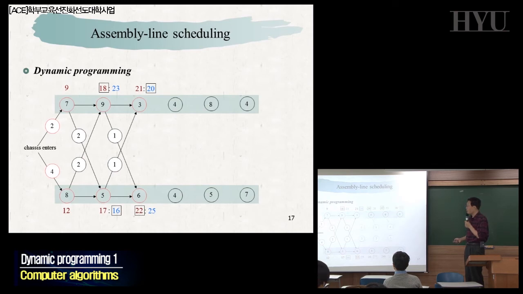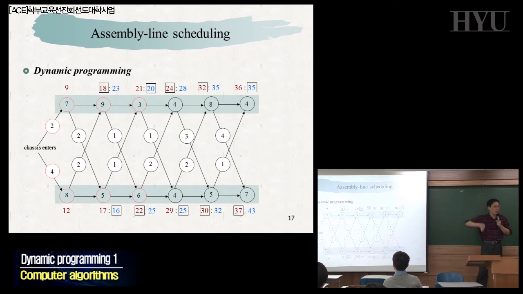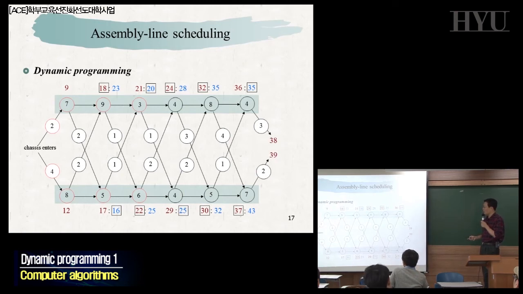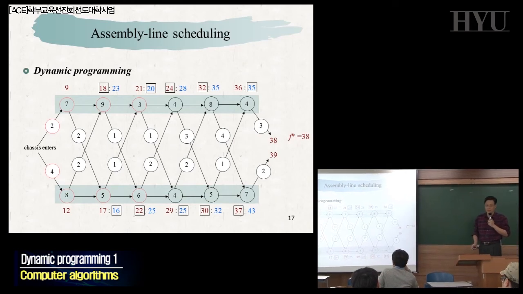In a similar way, we can compute all the finish times at each station. Finally, this is the finish time of assembly line 1, which is 35. And 37 is the finish time of assembly line 2. And we consider the exit times, and this is faster. Okay.